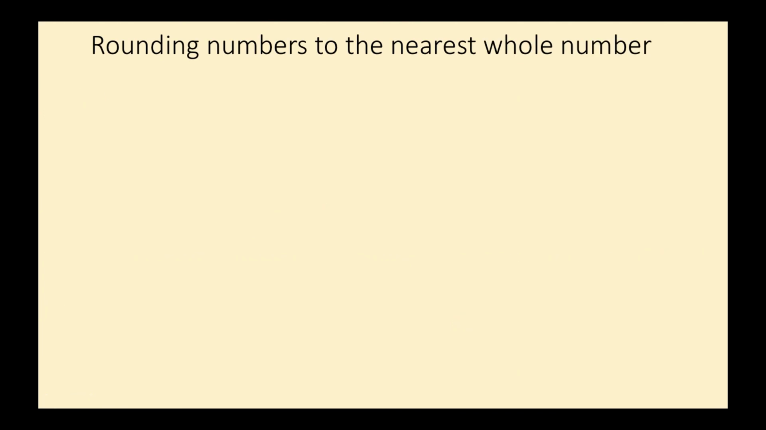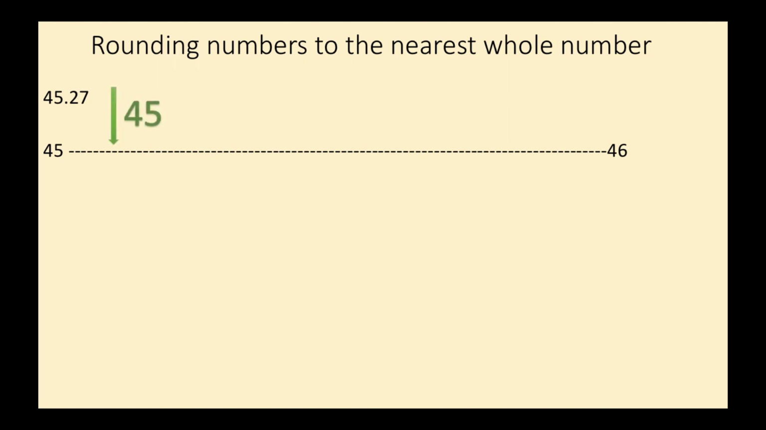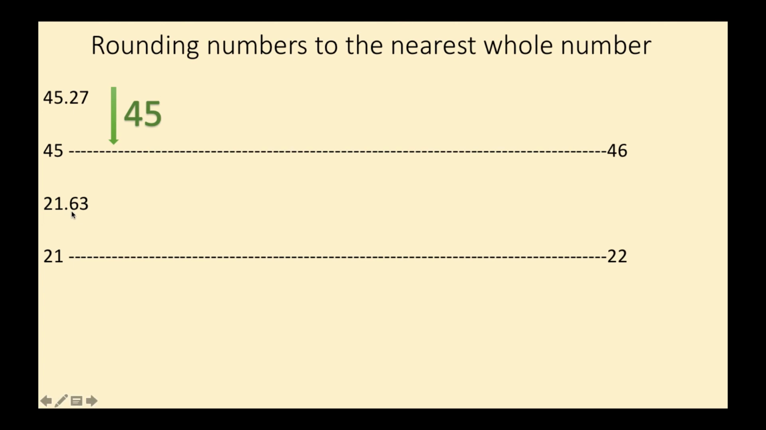Okay, rounding numbers to the nearest whole number then. 45.27. Well, 45.27 is between 45 and 46. And the 0.27 is less than 5. The 2 is less than 5, so it rounds down to 45. 21.63 is between 21 and 22. And the 0.6 is above 5. So that's like saying £21.63. You're almost at £22, so you can say we round it up to 22.